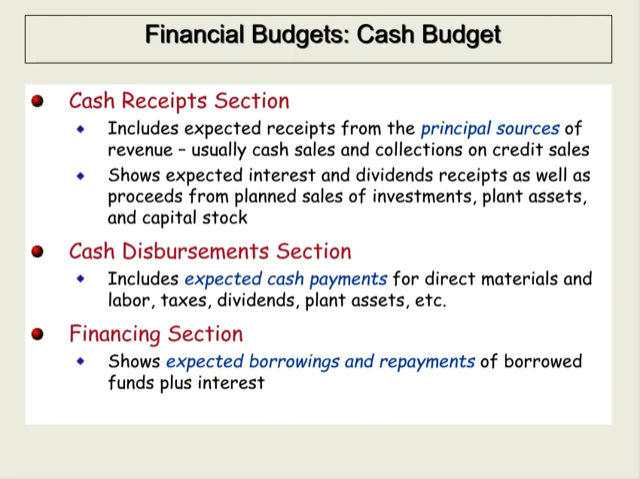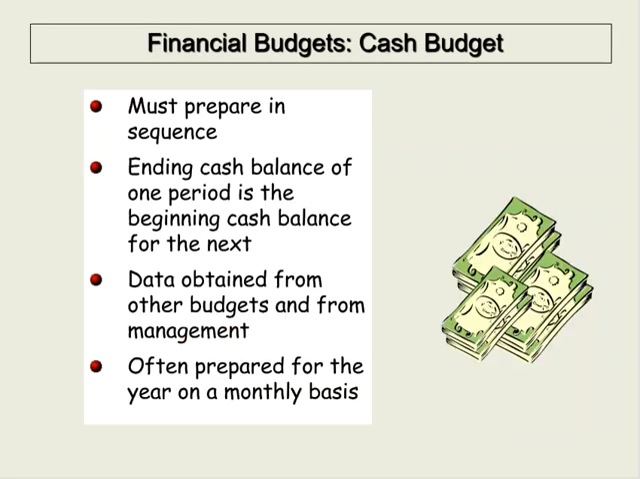So the cash receipt section usually is from our customers. When we are getting sales from our customers, which may be cash sales in the month of sale or collections of credit sales, accounts receivable, which we usually will collect in the following month. Cash disbursements would be payments to our suppliers for materials or to our employees for labor. We've got taxes, dividends, other things like that, and then the financing section.